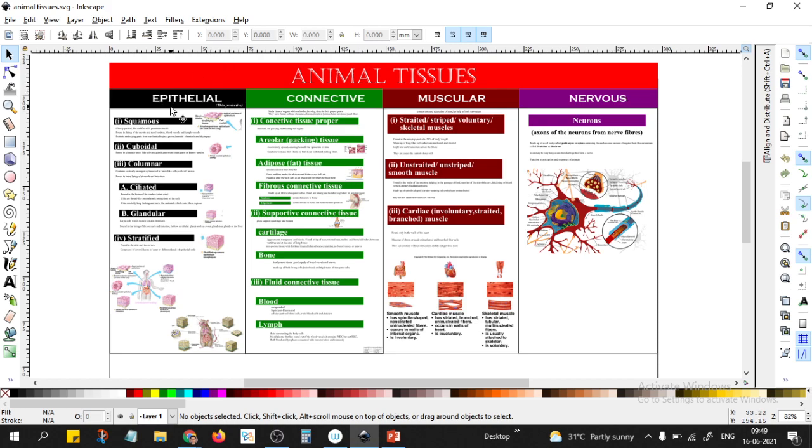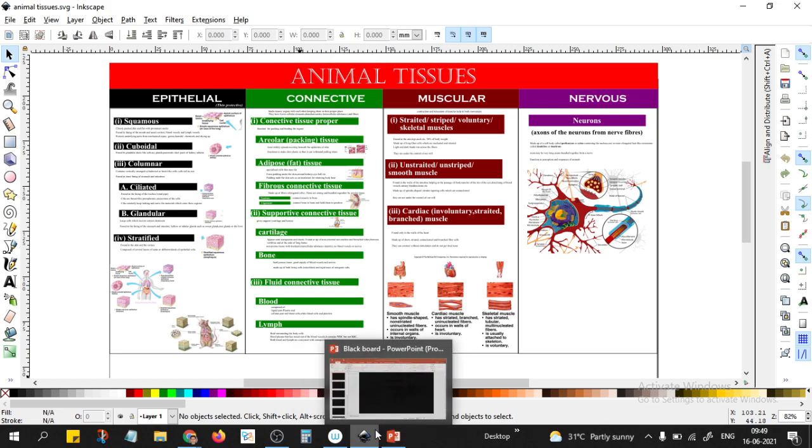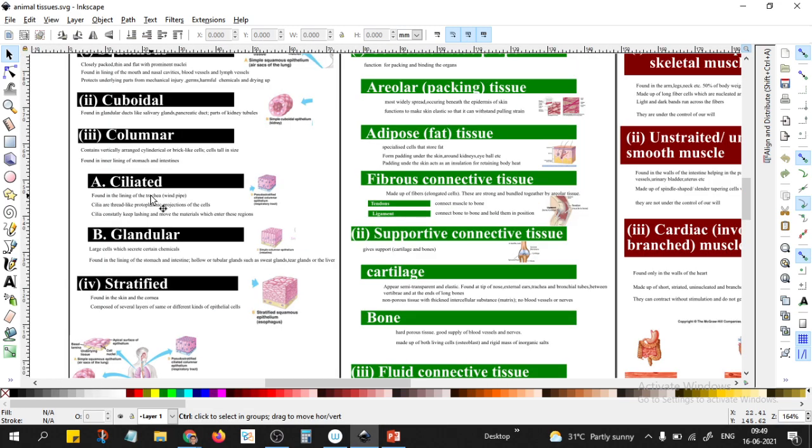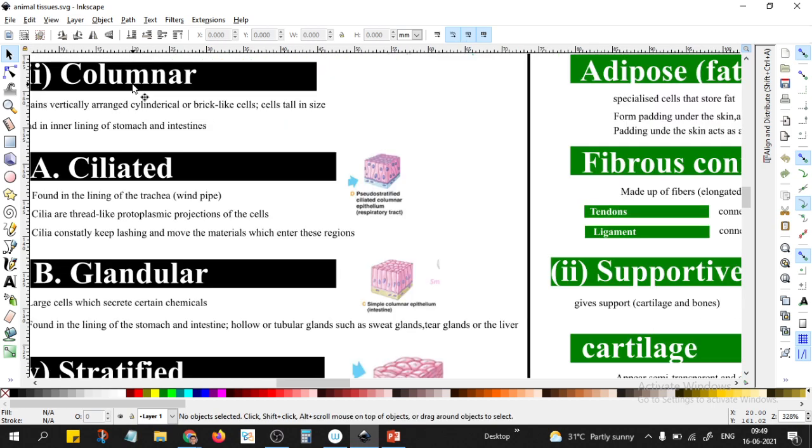So what kind of tissue will be present in the trachea? So ciliated. Ciliated will be there, correct. So ciliated is a kind of columnar. Okay. So here we can see that columnar ciliated epithelium. In that one, the lining of the trachea, the windpipe, we have this ciliated.